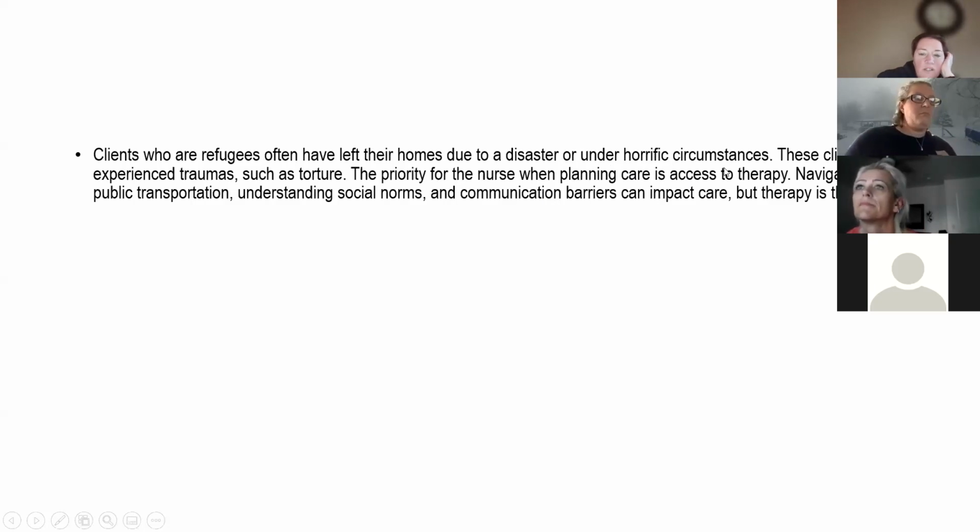Our priority is to access therapy. Knowing about getting public transportation, and knowing the social norms and communication barriers are fine, but our priority for them is getting therapy if they've gone through that trauma. Okay, because sometimes they will get stuck in that and will be afraid, even afraid to leave their homes because they don't know what they're going to come across.